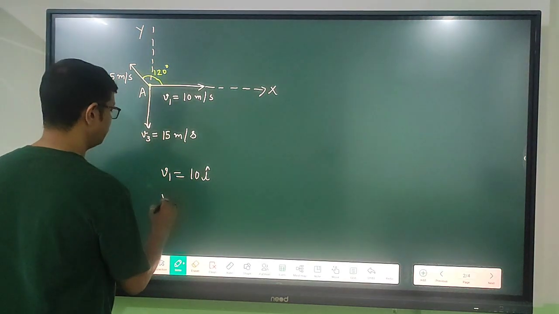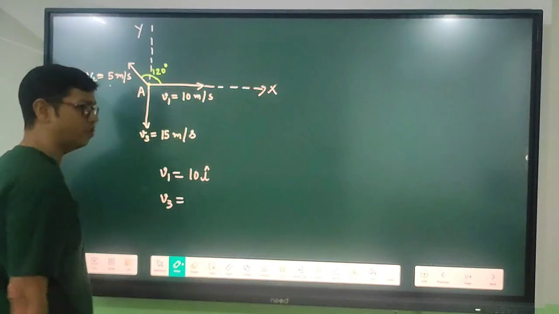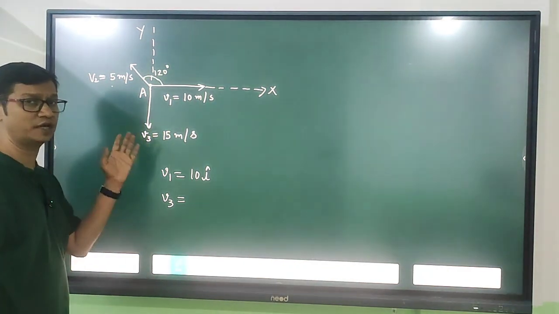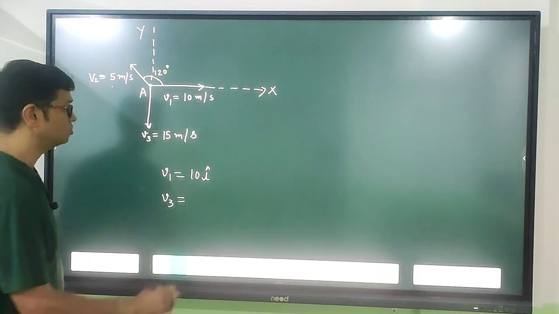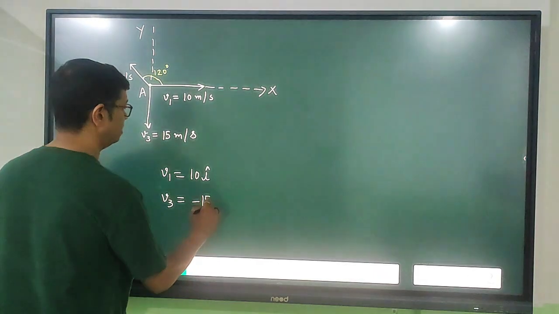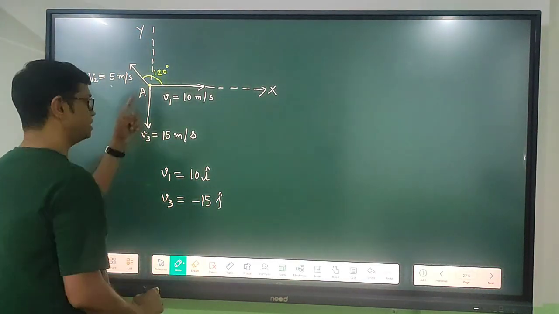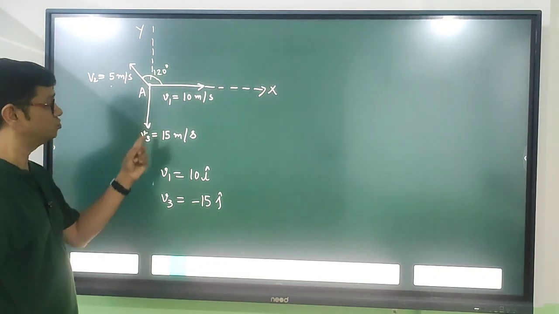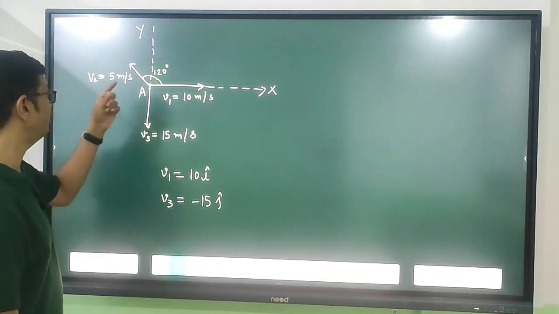Now coming to v3. V3 is also easy, that's why I am writing it first. v3 is along negative y and totally along this. There is no component along x-axis, so this can be written as minus 15 j cap. Why minus? Because it is along negative z-axis, sorry, negative y-axis, so negative j, right? Now coming to v2.